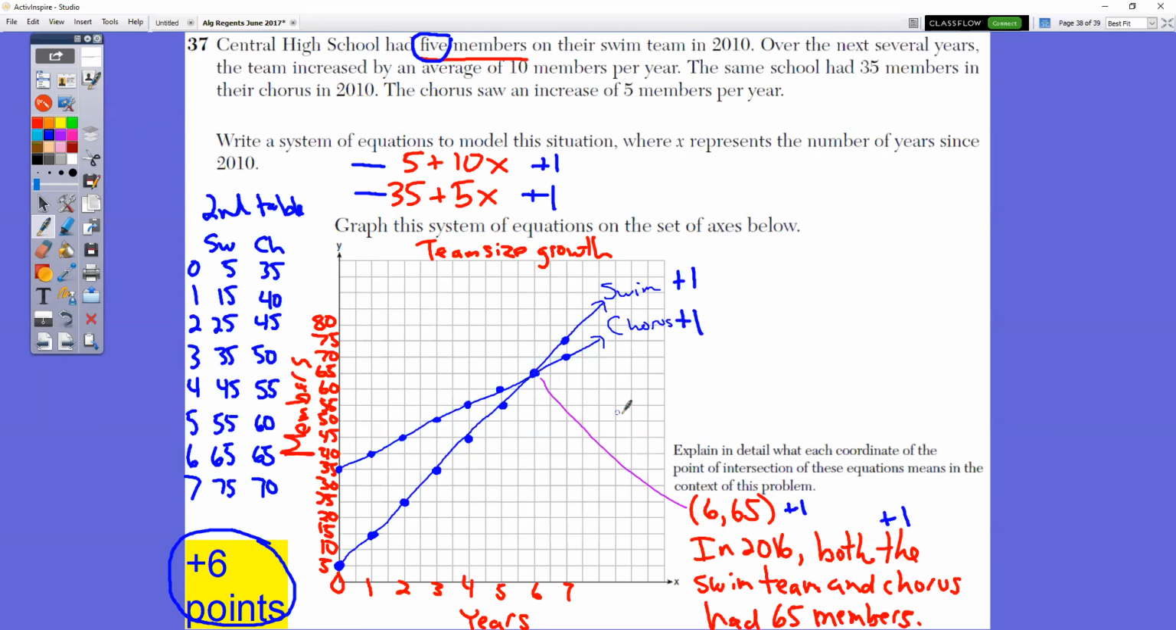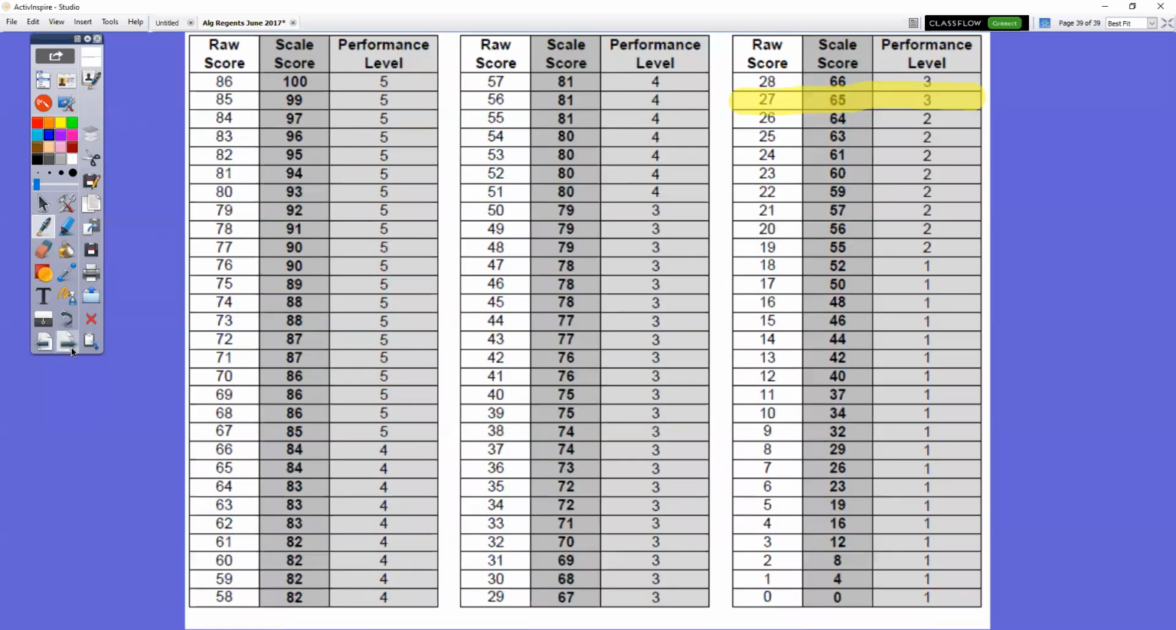They cross right here. It says explain in detail what each coordinate of the point of intersection of these equations means in the context of the question. Well, what does the intersection point of 6, 65 mean? Well, it means in year 6, that's what the 6 means, there will be 65 members in each group. That's when the 2 groups will be equal, or that's when the 2 groups will each have 65 members. That's what it means. So again, that would be a 6-point question.